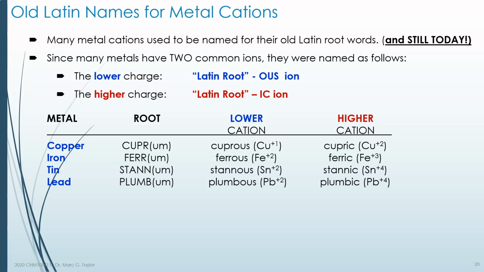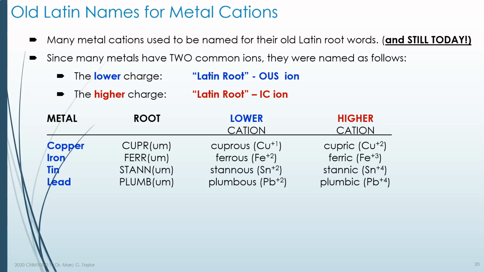So what that looks like is this. Here are 4 metals from the ancient world. These were known for at least 2,000 years, and they have ancient Latin names that were used. Copper was cuprum, iron was ferrum, tin was stannum, lead was plumbum. That's where we get the word plumbing from, because lead pipes were the main type of pipes used by the ancient Romans. So they called lead plumbum, and that's where we get the word plumbing from.